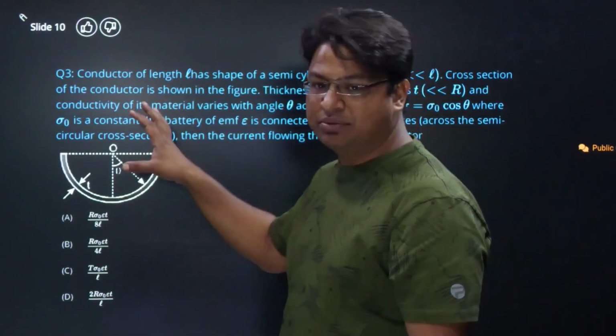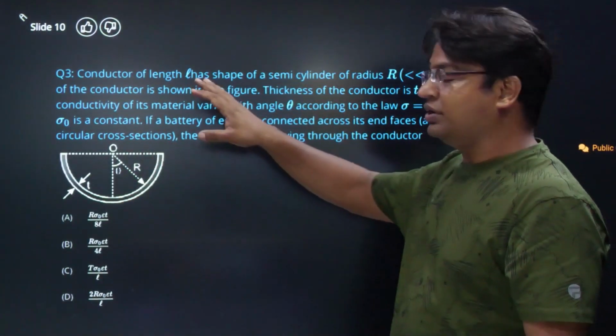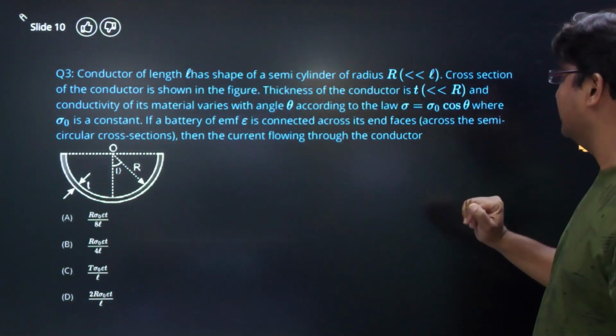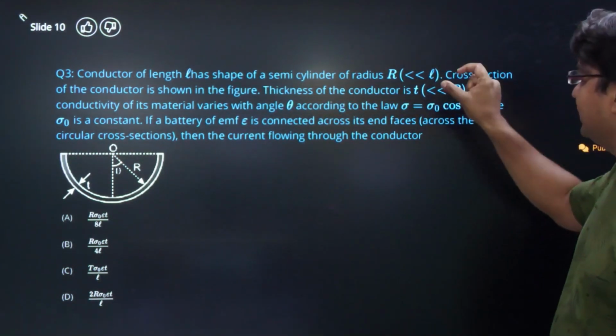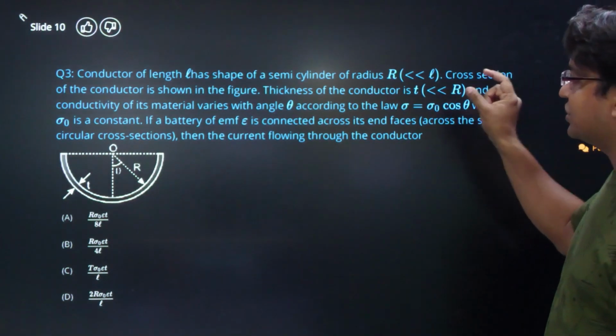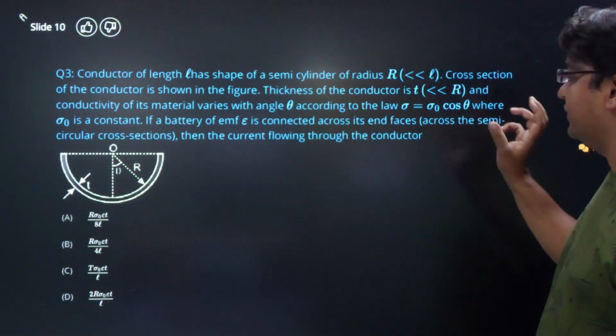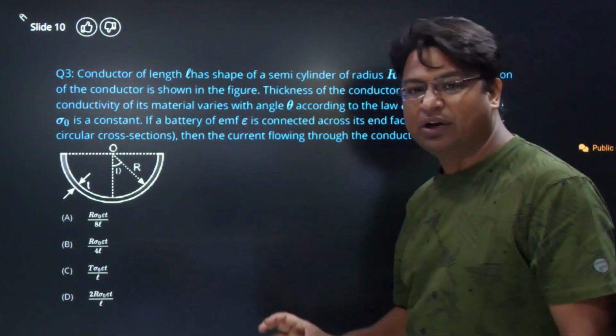Alright, so this is your question number 3 now. In question number 3, it says that a conductor of length L has the shape of a semi-cylinder of radius R, which is much smaller than the length L of the semi-cylinder. Cross section of the conductor is shown in the figure. Thickness of the conductor is T. Conductivity is given to us and we want to find out the current.